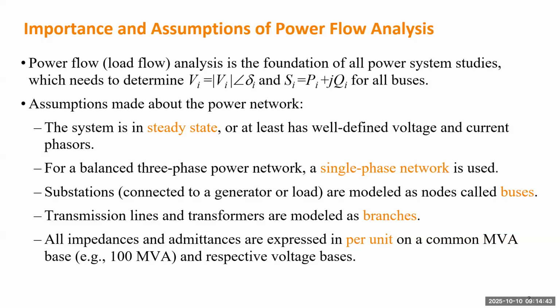So for any substation, if the calculation tells the active power is 1 per unit, basically it means 100 megawatts. If 1 per unit for Q, it means 100 megavars, right? So just to make the calculation easier.